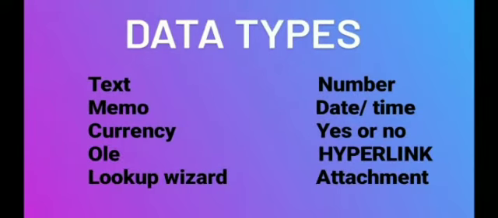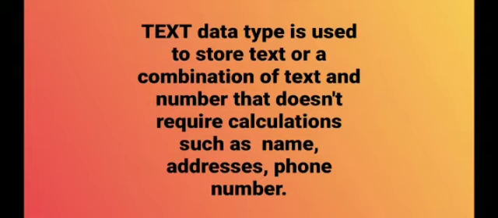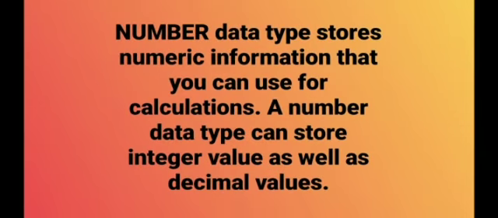So these are the following types of data that you can enter in MS Access. Okay, first one is text type data. It is used to store any text or combination of numbers that doesn't require any calculation, such as name, address, phone number. Okay, number type of data is that data that requires calculation, and you can store any integer value or decimal values in it.